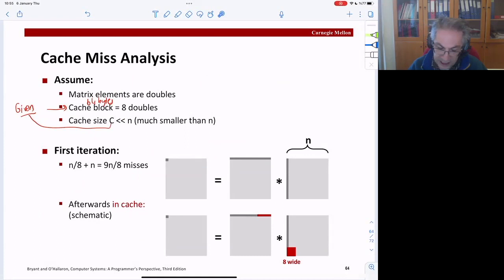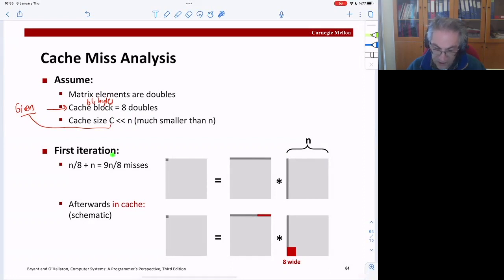Let's do this cache miss analysis. In this case, let's say that the matrix elements are doubles, 8 bytes, okay? And if our cache block size is 64 bytes, it can store then 8 doubles. And let's assume that the cache size is much, much smaller than n, which is the size of our matrix.